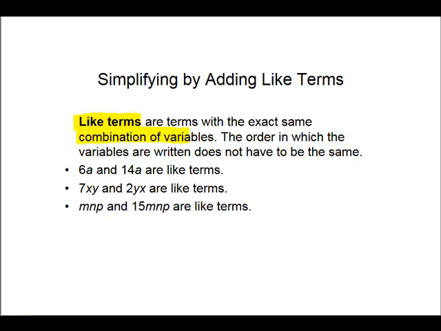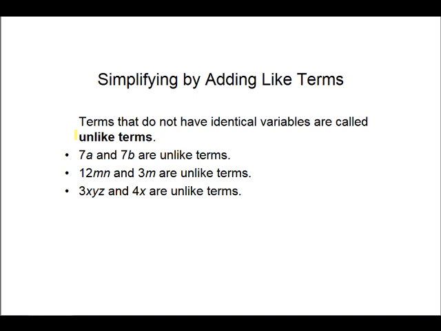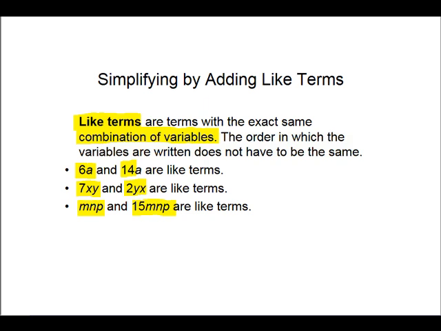We mean that they have the same combination of variables, but the order of the variables doesn't have to be the same. So here's a few examples highlighting that. As long as they've got the same variables, they are like. Here's a few examples where they're not like. See how they're not the same? The second one's missing an N and the last one's missing a Y and a Z. So they're not like terms.